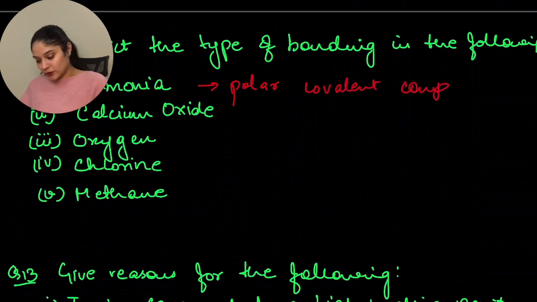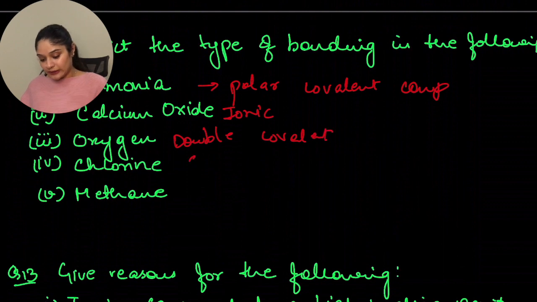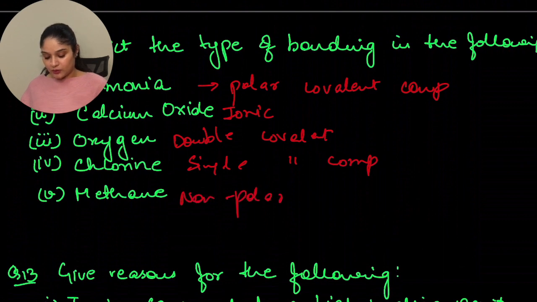Then you have calcium oxide, so that would be an ionic compound. Then you have oxygen, that is a double covalent compound. Then you have chlorine, that is a single covalent compound. Then methane is a non-polar covalent compound.